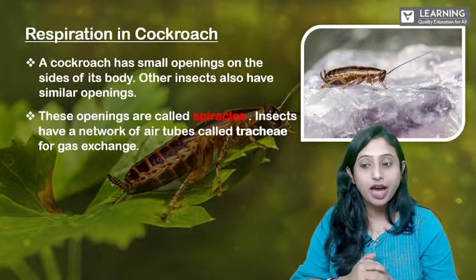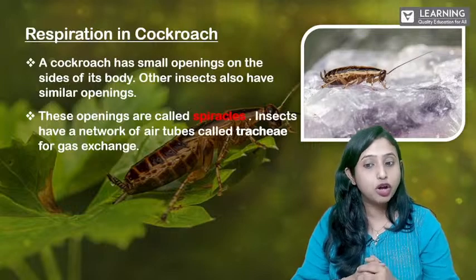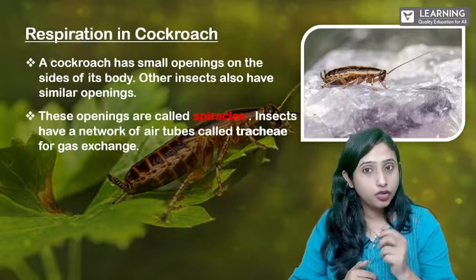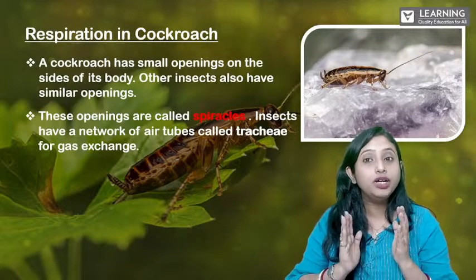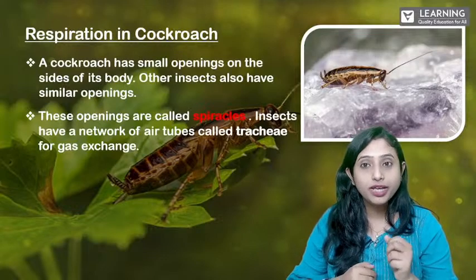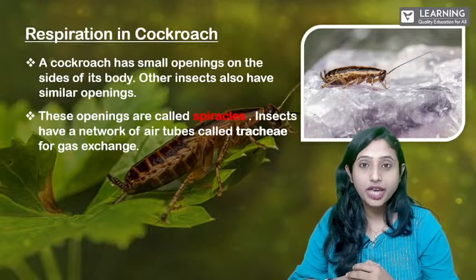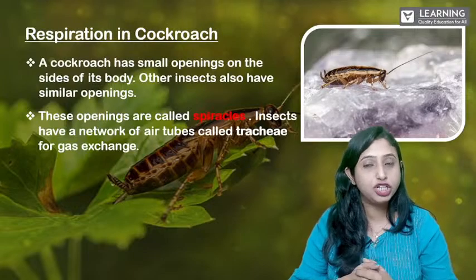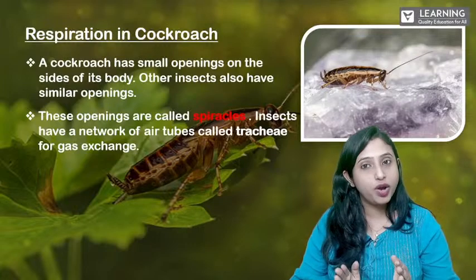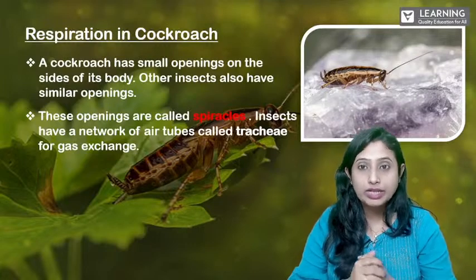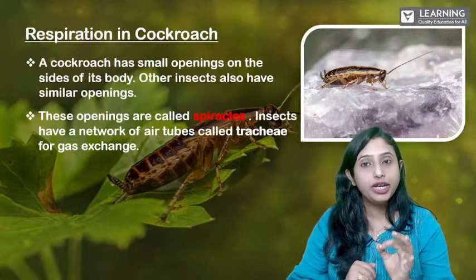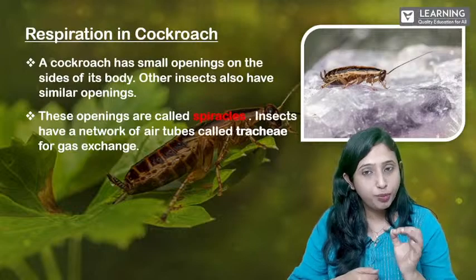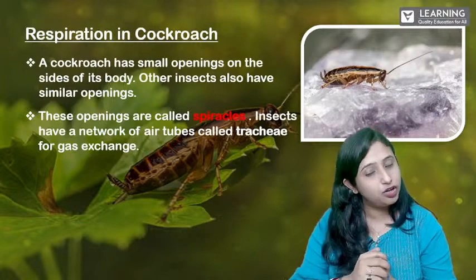Insects have a network of air tubes called trachea for gas exchange. So the cockroach respires with the help of the trachea, right? So what is the organ involved in the cockroach? In the cockroach, respiration takes place with the help of the trachea. Remember, in other insects also, respiration takes place with the help of trachea. They have small openings, and these openings are called spiracles.